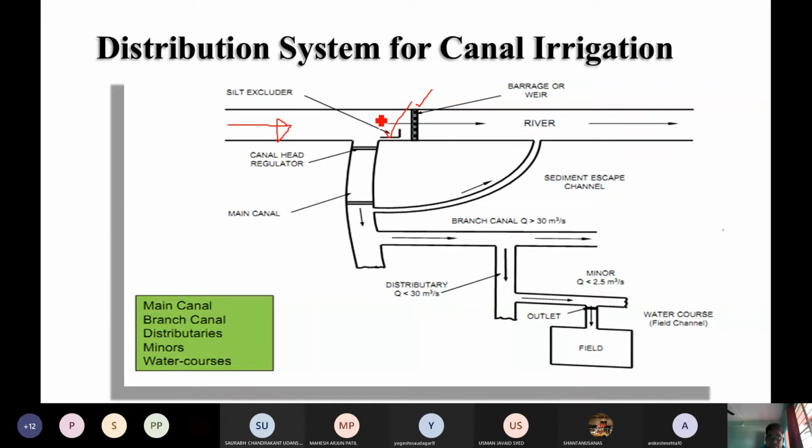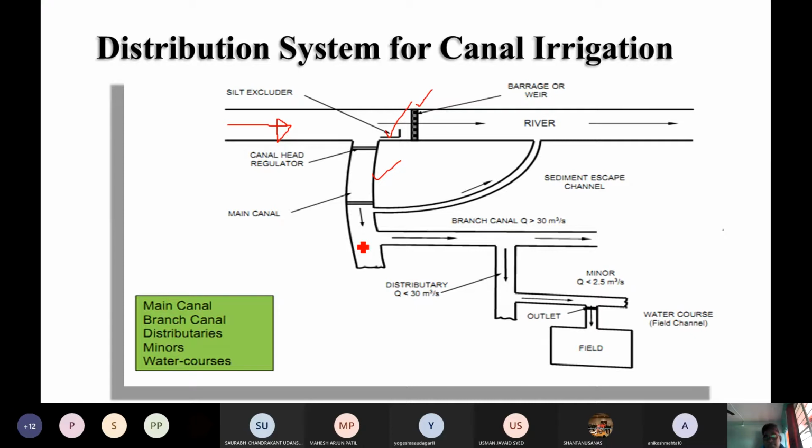The effect of this rising head can be utilized with the help of this canal, that is the up-taking canal, and directly the water from the river is taken towards the canal by raising the head. For raising the head inside the river, there is the provision of the barrage and the weir. Through the head regulator, water is directly provided and it can flow into this canal. This is the main canal.